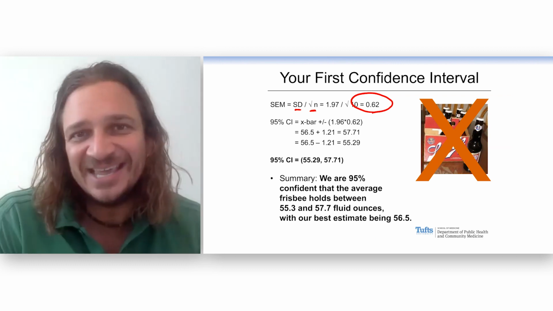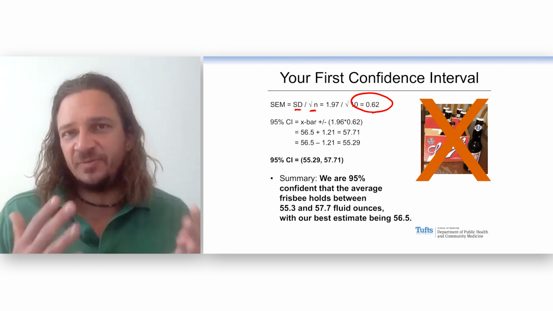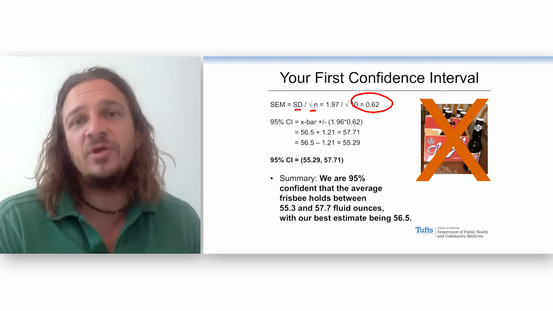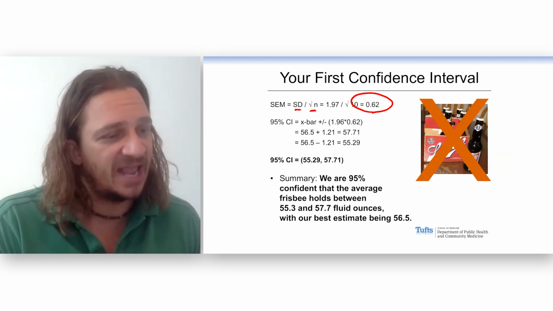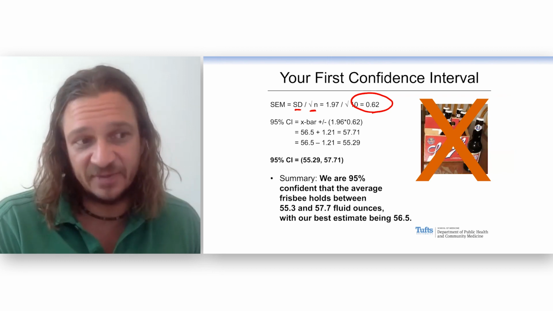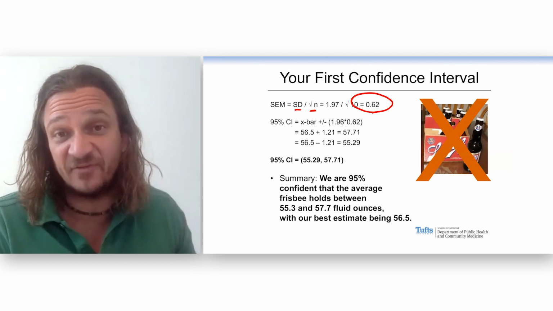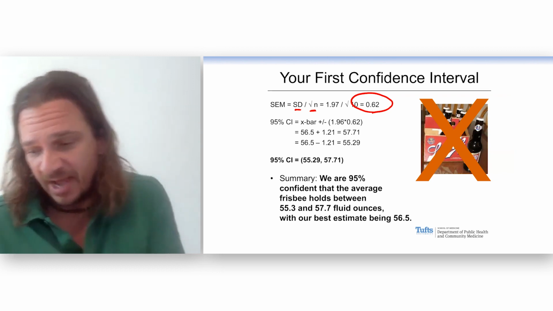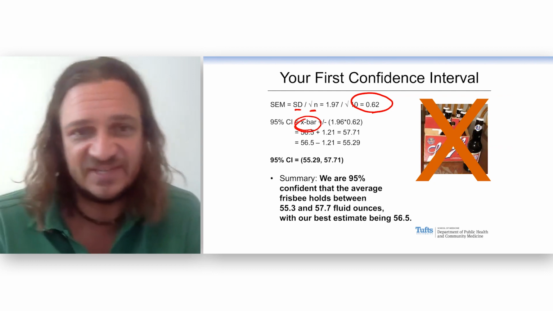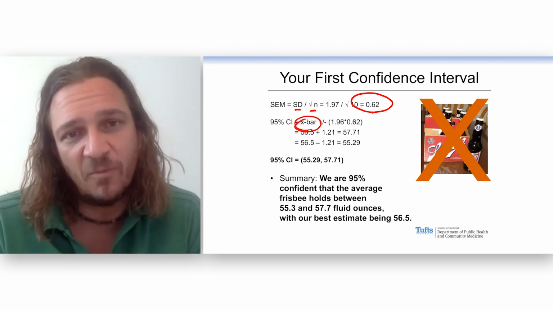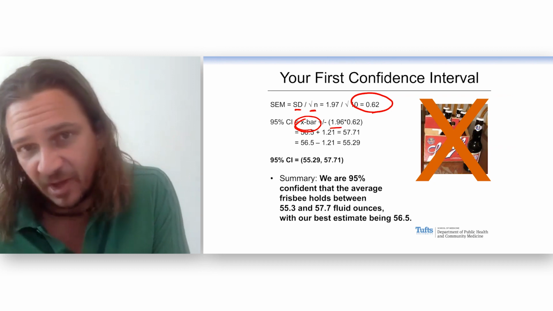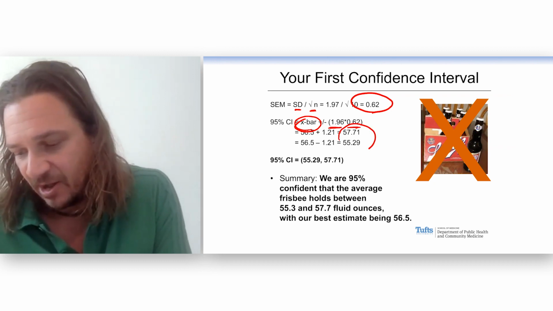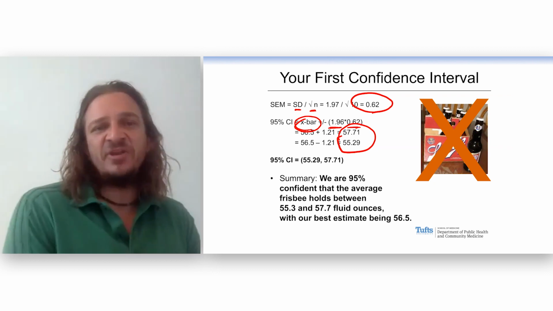Remember, the SEM describes how much means bounce around randomly. So if we were to do this again and again and again, there'd be a lot of Frisbees, it'd be a lot of beer, but it would also be a lot of observations of how these means bounce around. Now, we can take our estimate, which is 56.5, and we can go plus or minus the multiplier times the SEM, and we get a confidence interval. And it's this very special wording.